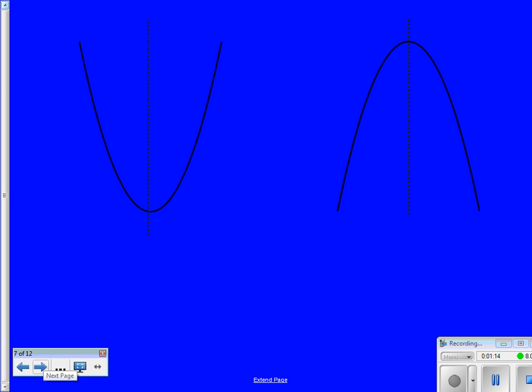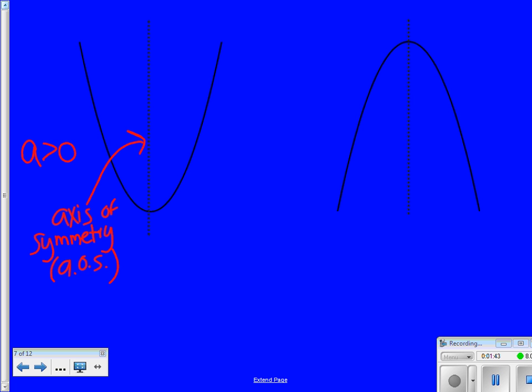So let's take a look. Here are two different parabolas. This one right here will be an example of when a is greater than 0. If our coefficient is positive, then we're going to have it opening up, like this first one here. This right there is our axis of symmetry. You might also see me abbreviate it as AOS. You can do the same.